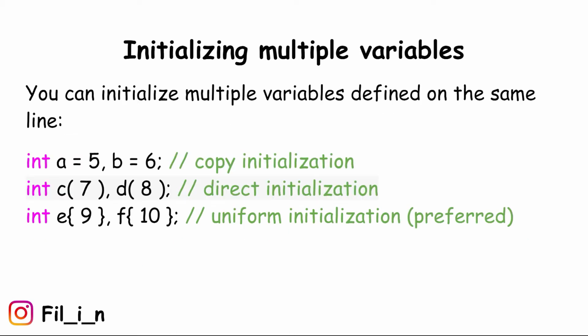You can initialize multiple variables defined on the same line. int a = 5, b = 6; is copy initialization. int c(7), d(8); is direct initialization. int e{9}, f{10}; is uniform initialization, which is preferred.